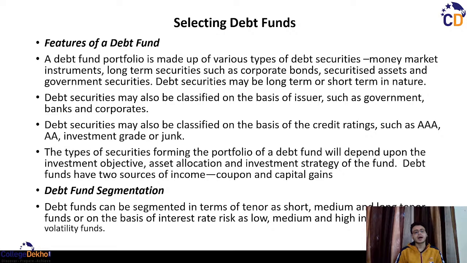Then you have the long term securities such as the corporate bonds, as we talked about. And besides the corporate bonds, you have the securitized assets and the government securities. We talked about what government securities are, and now what are securitized assets? By securitized assets we mean loans which are converted into securities. For example, you might have heard about the 2008 global crisis when the real estate market crashed. So what basically happened at that time?